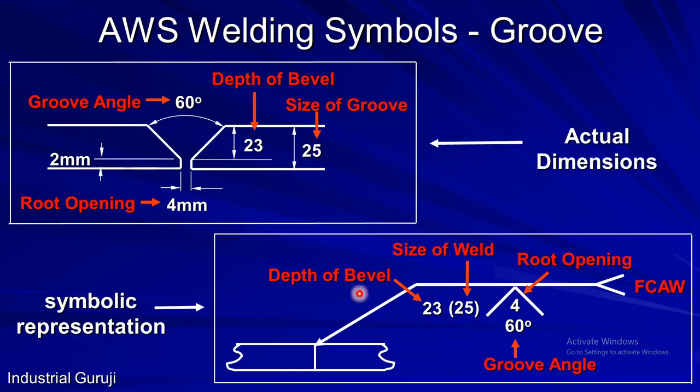So here we have single V butt joint with given dimensions. So first we will draw a symbol for single V joint. Now we have given the root opening 4 mm with groove angle 60 degree. So it is shown in here. Now depth of the bevel is 23 mm and size of the groove is 25 mm. So 23, that is bevel size, followed by 25 weld size in brackets to be mentioned. Now the process is FCW, so it is shown in the tail area. So guys, this is all about it. It's very simple to understand.